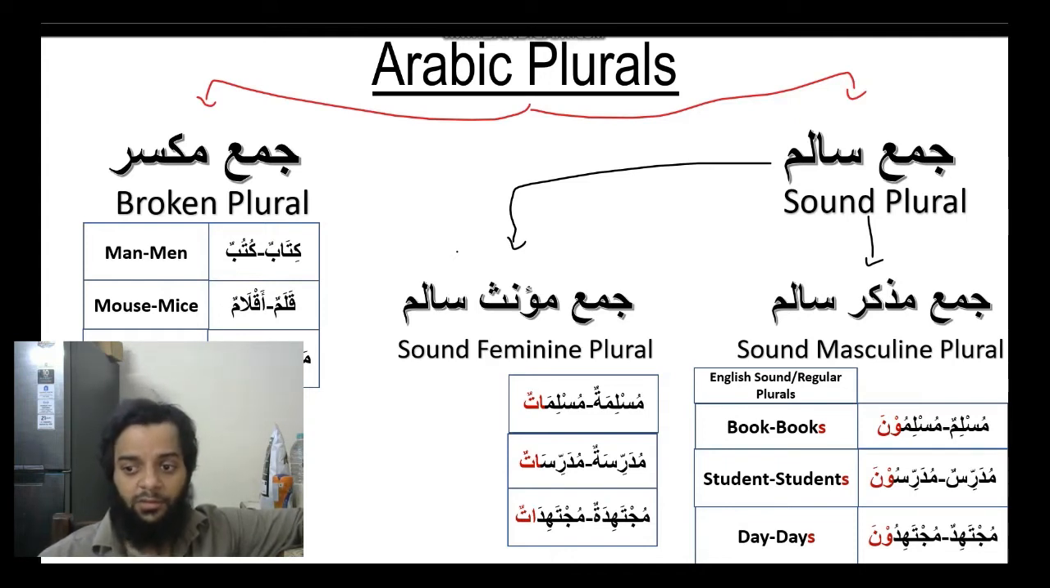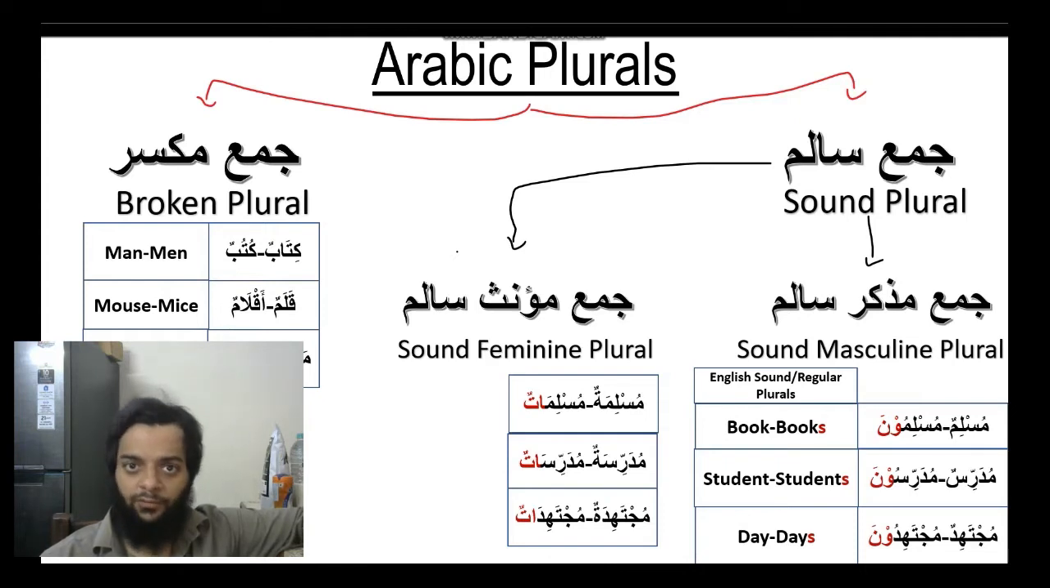So you can see mim has dhamma, sin has sukun, lam has kasra. The mim is there, you just added waw nun. From Muslim it became Muslimuna. Same here: Mudarrisun, Mudarrisuna. Mudarris means teacher. Mushtahidun, Mushtahiduna. Mushtahid means hardworking. So this was the sound plural.